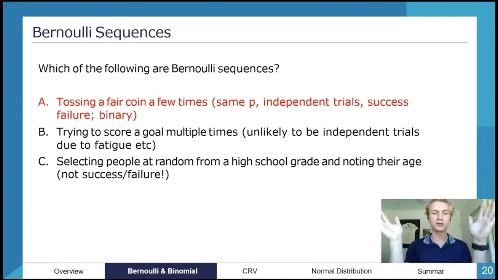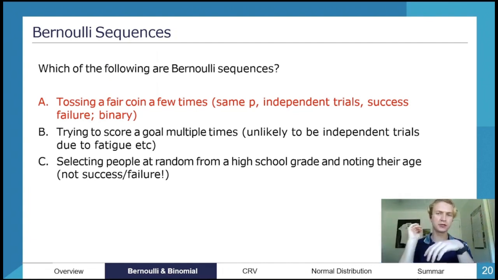However, when we look at B, so trying to score a goal multiple times, this is unlikely to be independent. And the reason I say that is if you've scored a goal, it's going to give you confidence, and you're probably going to be more likely to score a goal in the future. Like athletes who start doing well, more likely to then keep on going and do well. Also, the probability is not therefore going to be constant. Like you know, you're going to be tired by the end of it. The chance of scoring a goal might be higher or lower at the end, depending on your level of fatigue versus the goalkeeper's.